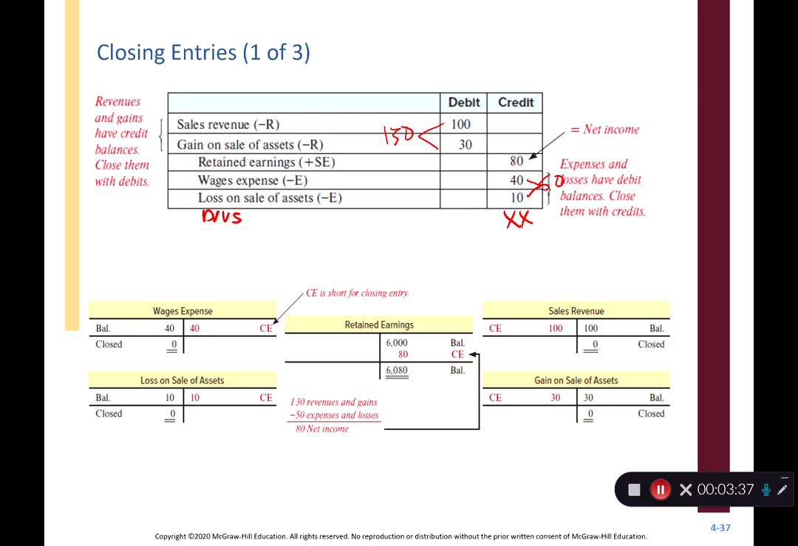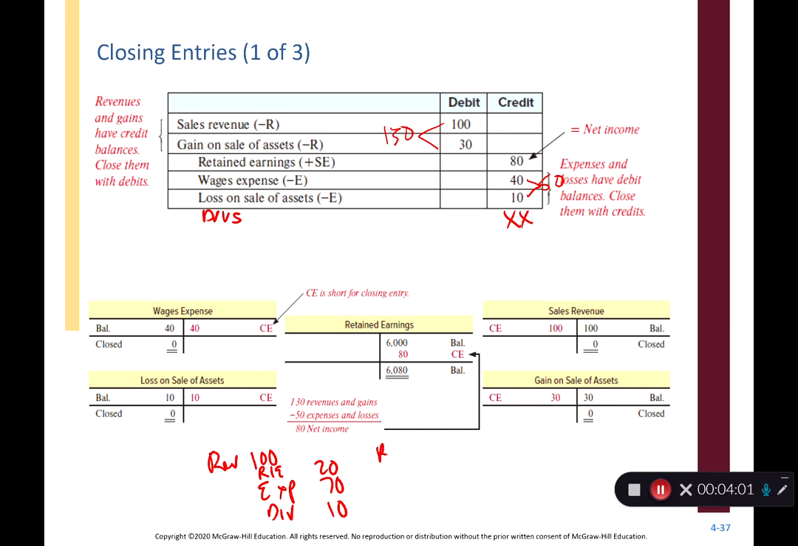Let me give you another example that includes dividends so you can see what I mean. Let's say revenues were 100 and we had expenses of 70 and dividends of 10. So if that were the case, I have 100 on my debits and 80 on my credits, I would have to credit retained earnings to make it balance. Why does that make sense?